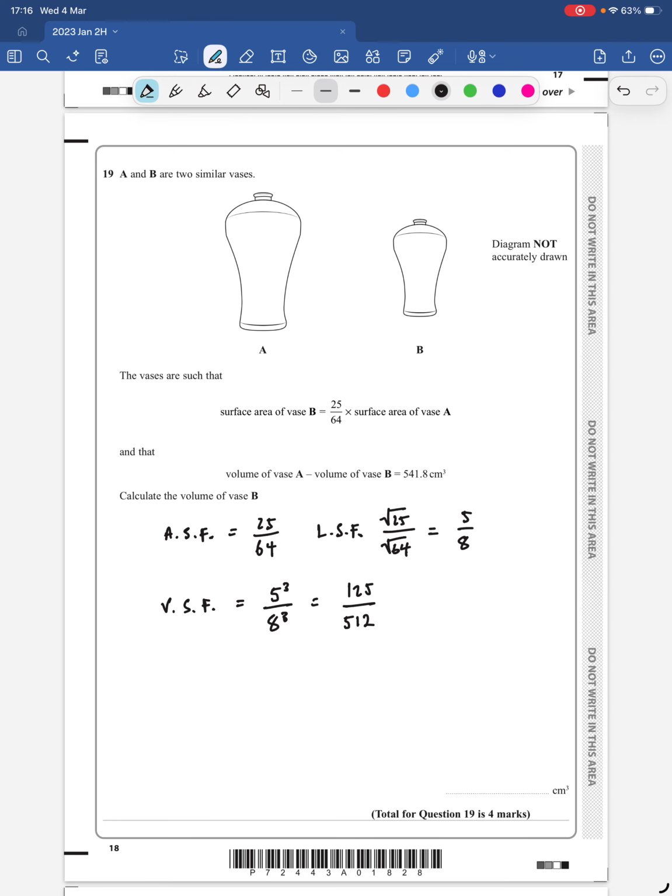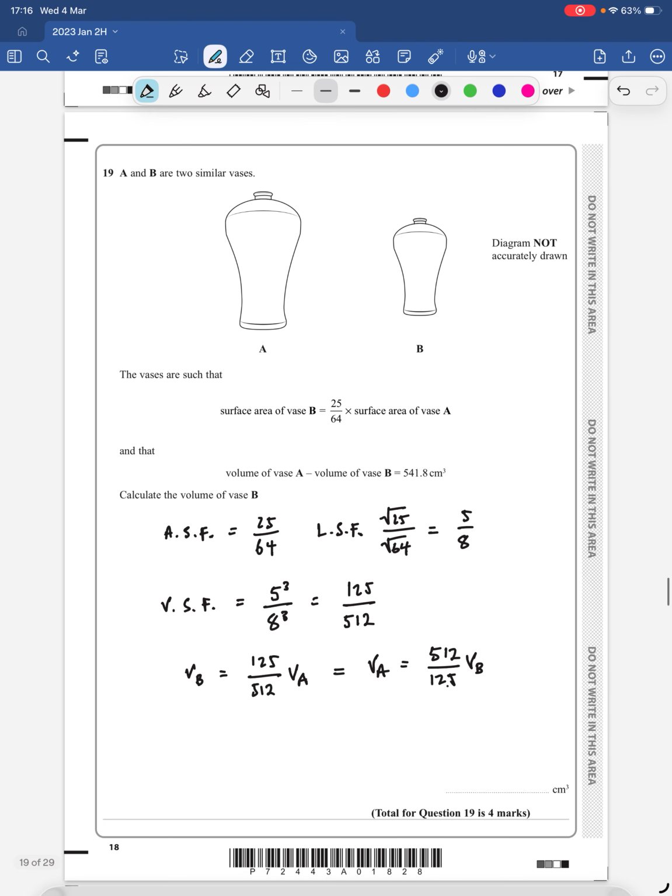Now that gets me from A to B, but in fact I want an expression for the volume of vase A in terms of the volume of vase B. So at the moment I've got the volume of B equals 125/512ths of the volume of A, and that implies that the volume of A is 512/125ths of volume B.